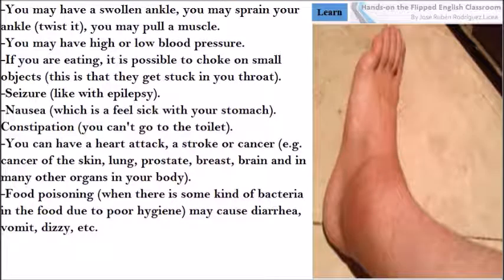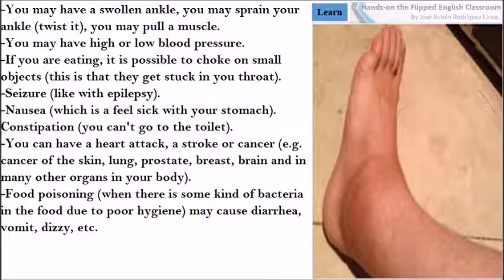You may have a swollen ankle. You may sprain your ankle, twist it. You may pull a muscle. You may have high or low blood pressure. If you are eating, it is possible to choke on small objects. This is that they get stuck in your throat.